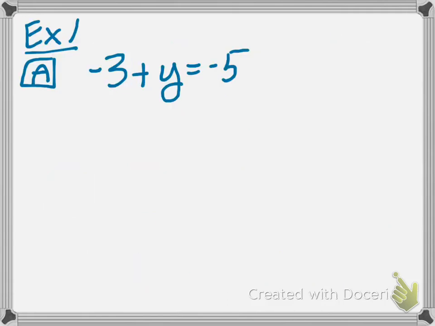So here's example 1a. We have -3 plus y equals -5. We want to isolate the y. We want to make the y all by itself, get it alone. So we are going to do the inverse or opposite of -3, or you can also look at it as a subtract 3. What is the opposite of subtract 3? That inverse would be +3.